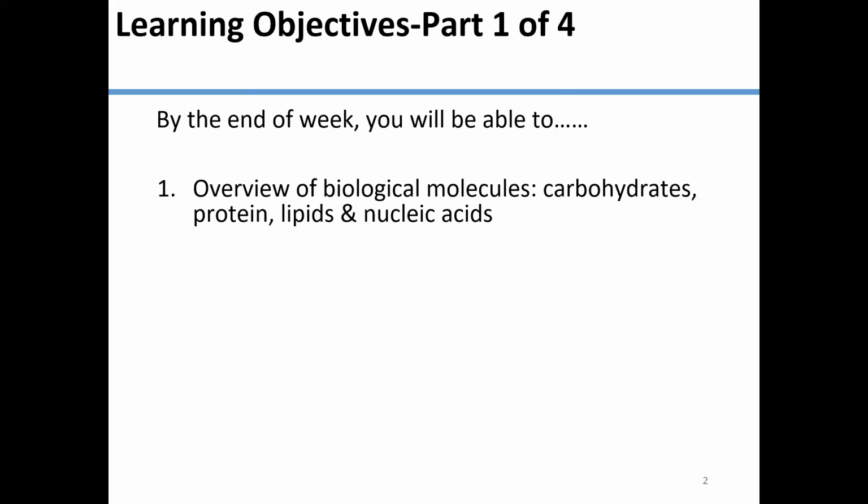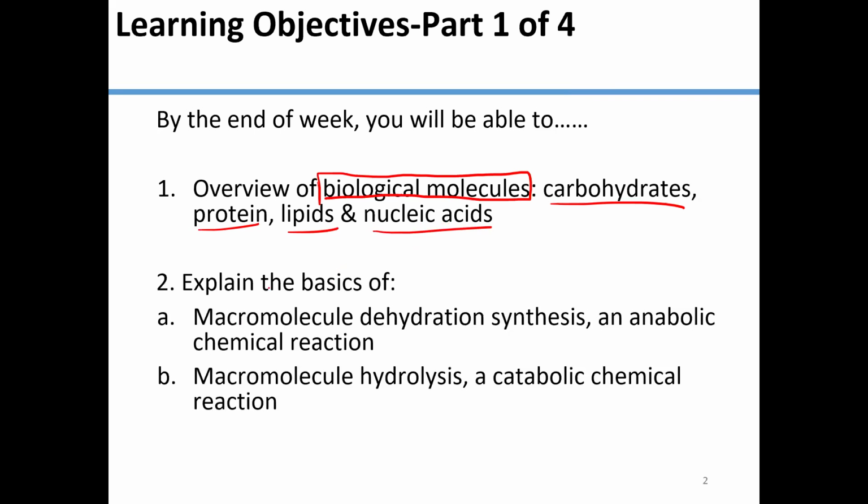By the end of this week, you should be able to identify all of the different types of biological molecules. In this case, we have carbohydrates, proteins, lipids, and our nucleic acids. You're also going to be able to understand two major reactions. The first one is dehydration synthesis, which in this case just means the absence or subtraction of water. And synthesis is just the production or making or creating of something. And then our anabolic chemical reactions. We're also going to look at the opposite end, which is hydrolysis, which is the addition of water. And then we're going to look at our catabolic chemical reactions.